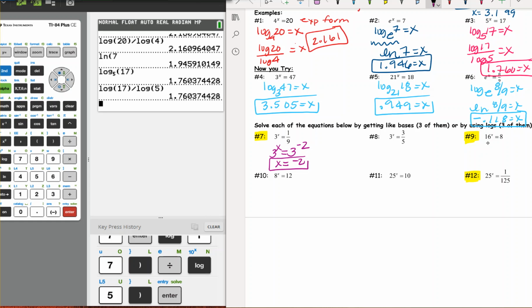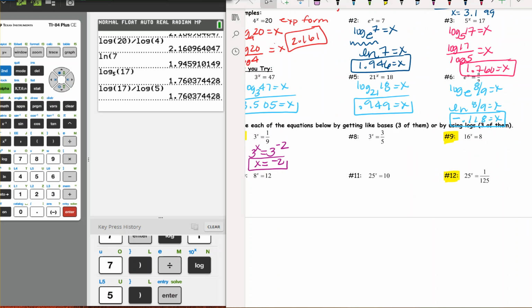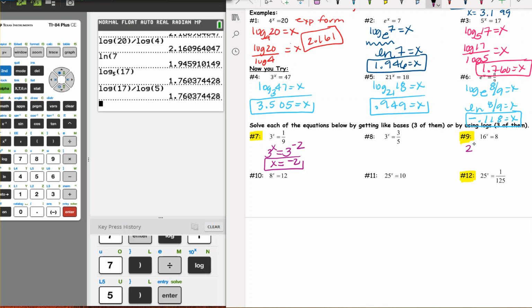Same thing over here, number 9. 16 and 8 are both powers of 2. So 16 is 2 to the 4th. So this would say 2 to the 4x. And 8 is 2 to the 3rd. So 2 to the 4x equals 2 to the 3rd. So then I set 4x equal to 3. And I would get x equals 3/4.